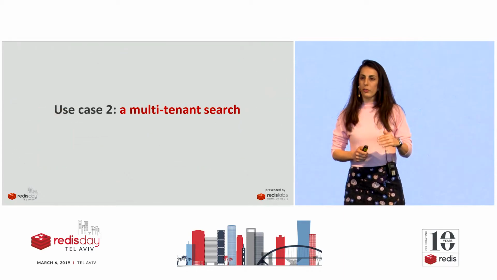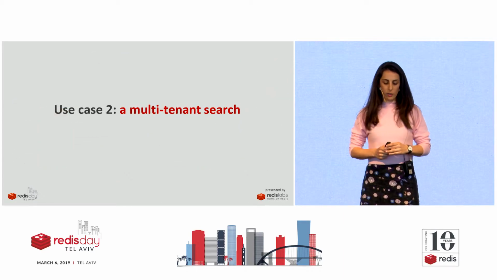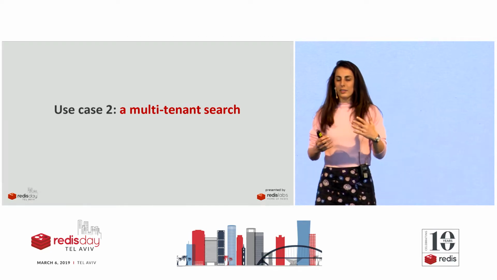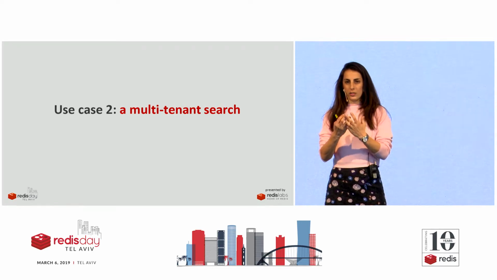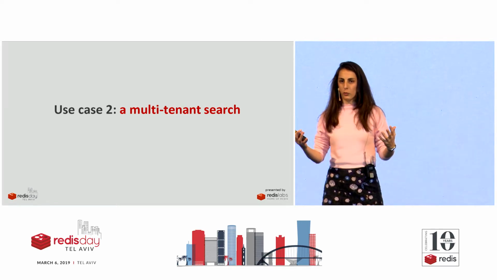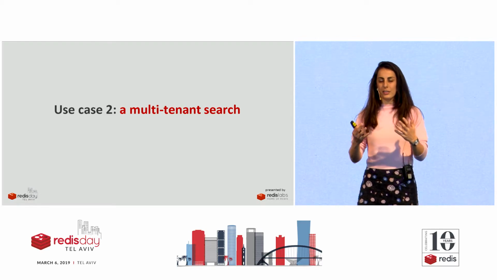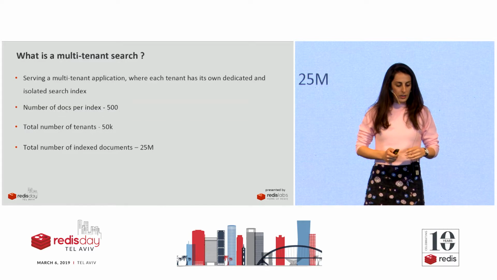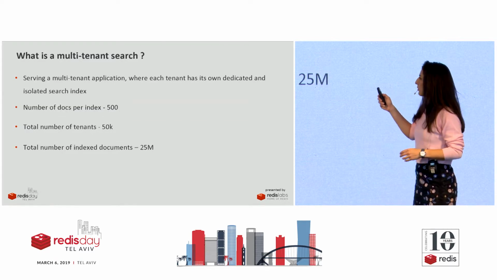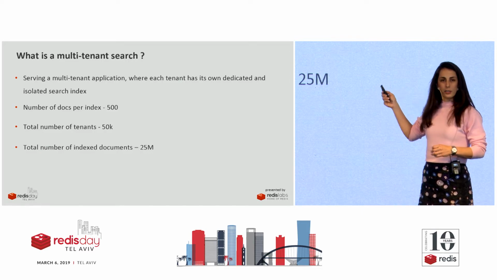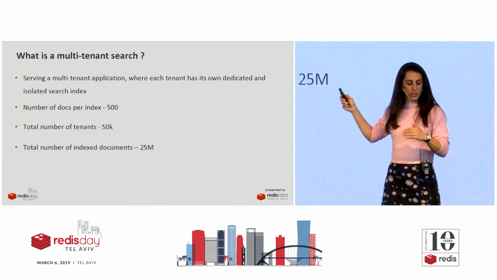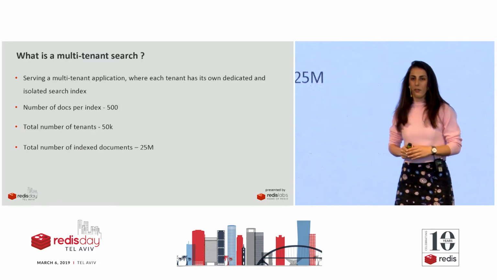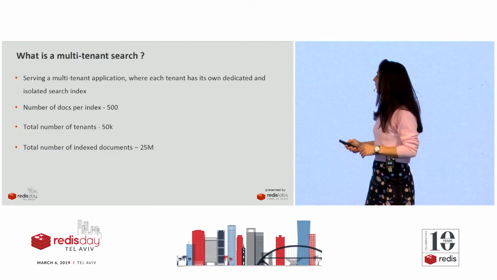Then we tried another use case, a multi-tenant search. So what's a multi-tenant search? In a multi-tenant search, you share the same infrastructure, you share the same software, but you don't share the indices. The indices are separate per tenant. In our case, we had 50,000 tenants, and each tenant had an index which was containing up to 500 documents. So it's up to 25 million index documents.